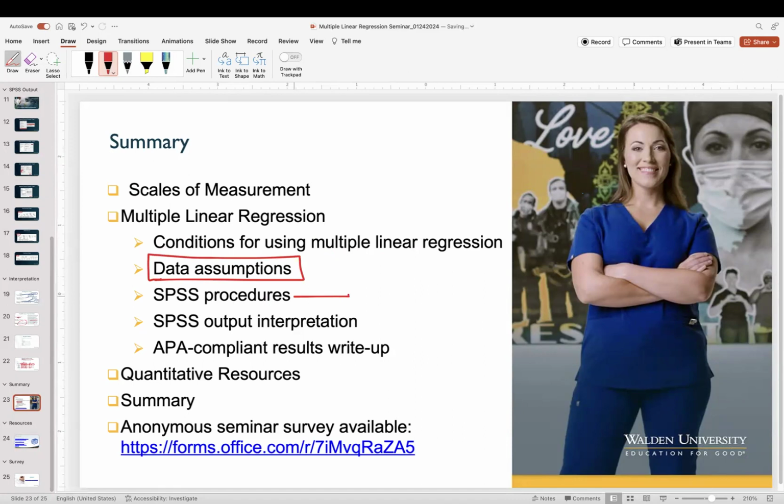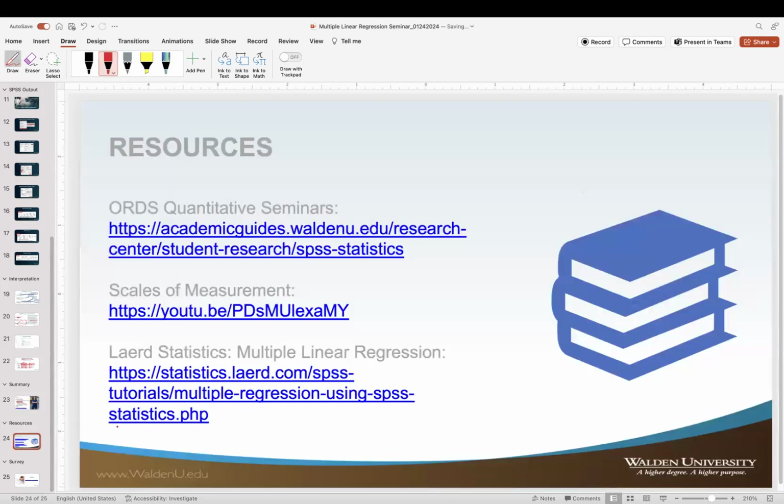We went through the procedures. We now know how to understand that output and to take that output and turn it into a write-up. Now, let's take a look at some quantitative resources.